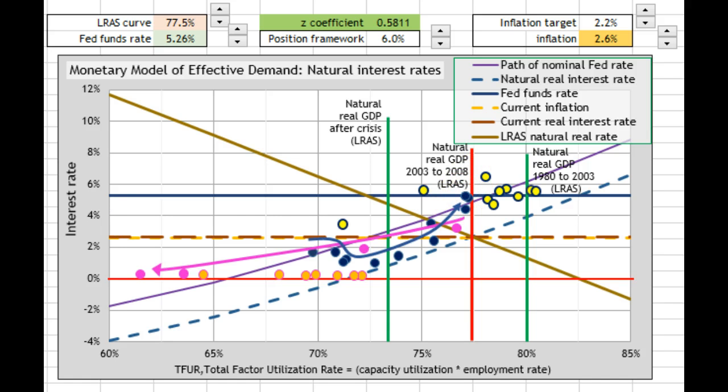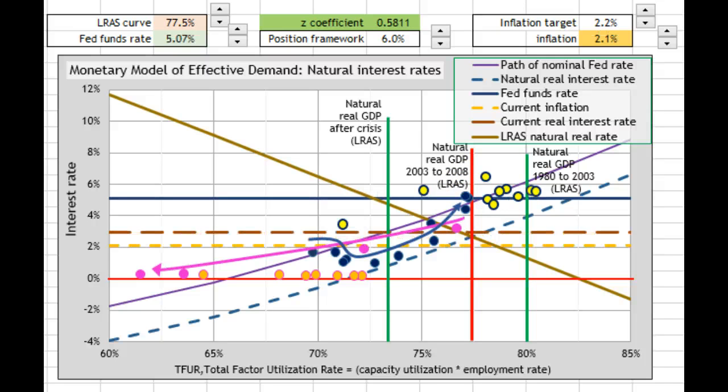Okay, let's go to third quarter 2007. This is right before the recession in the fourth quarter of 2007. We can see that the Fed rate is right here on line, inflation right on target, and the current real interest rate is right at price stabilization in terms of the real interest rate. So in third quarter 2007, the Fed was in balance. They were on target. Things were looking good. They must have felt confident.